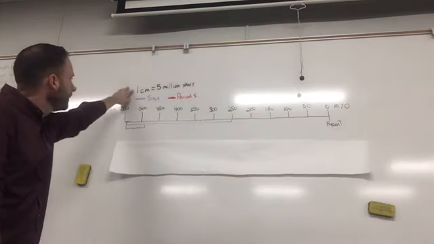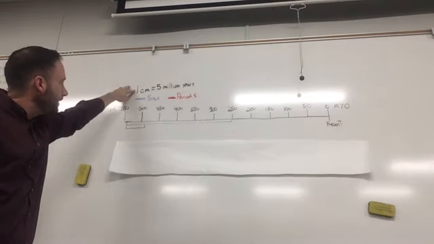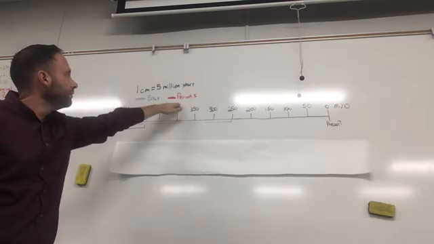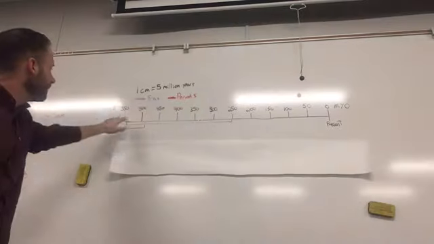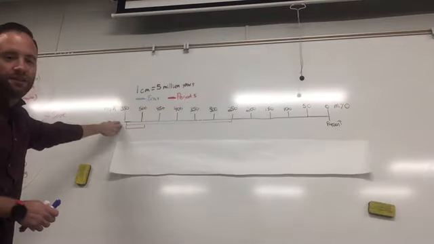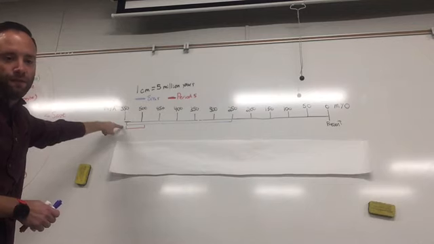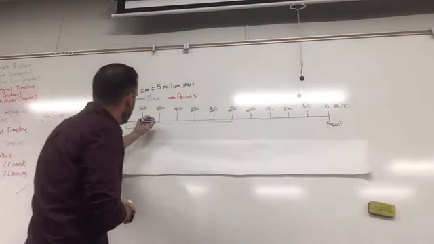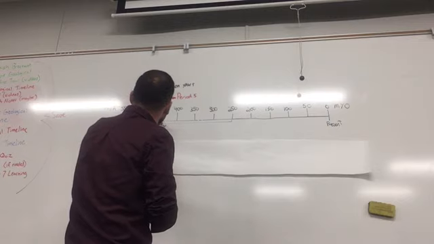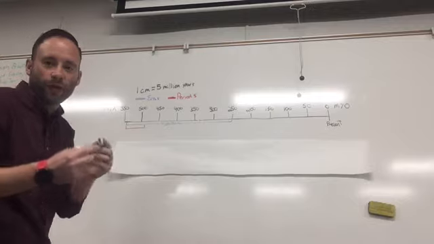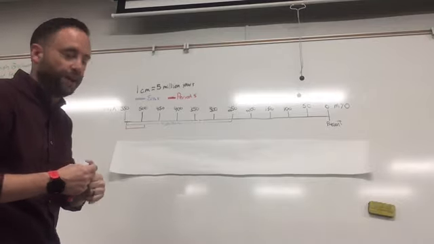I then made a key. 1 centimeter equals 5 million years. I decided to make blue eras and red periods. I marked off the first era, which would be the Paleozoic. It starts at 542 million years and goes to 251 million years. I would then label it Paleozoic. And I have one of the 3 eras completed.